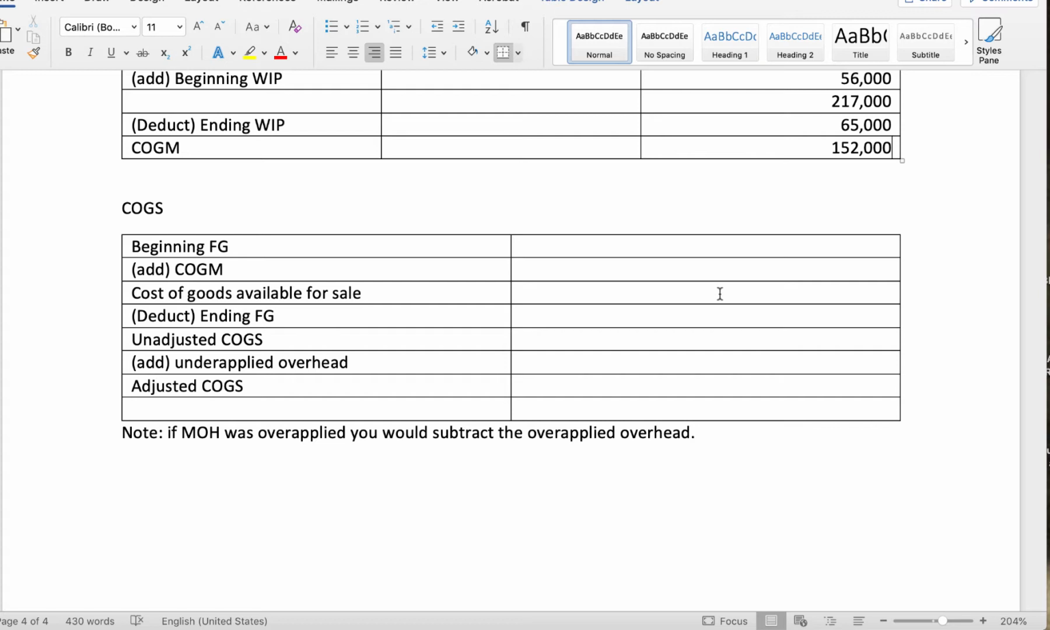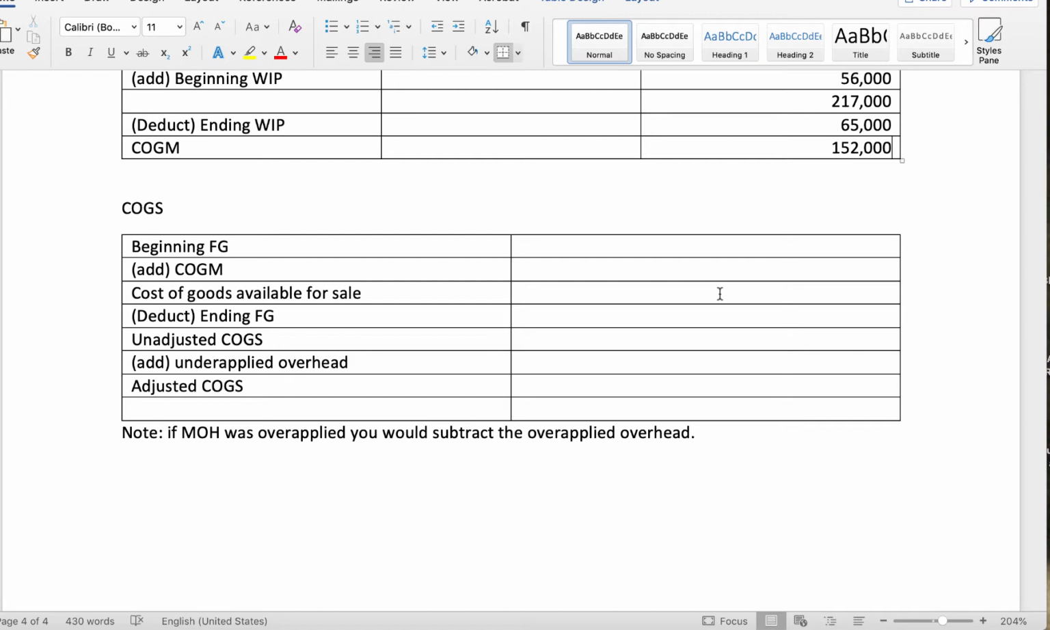Remember, how do we figure out how much was used? Easy. You take your beginning, you add whatever the costs were that were put into that account. Those two added together sum up to what's available within the account. You subtract out the ending balance, that tells you how much was used. We need to figure out the cost of goods sold, meaning how much cost left finished goods and went into the cost of goods sold on the income statement.